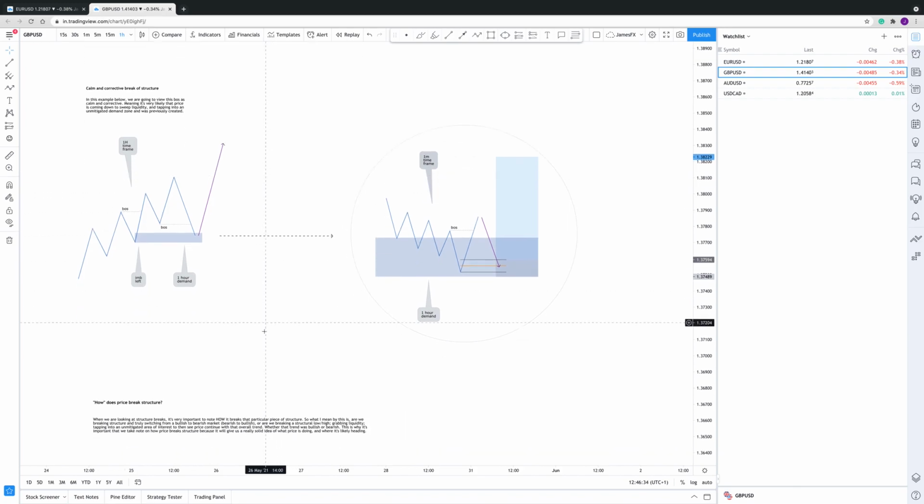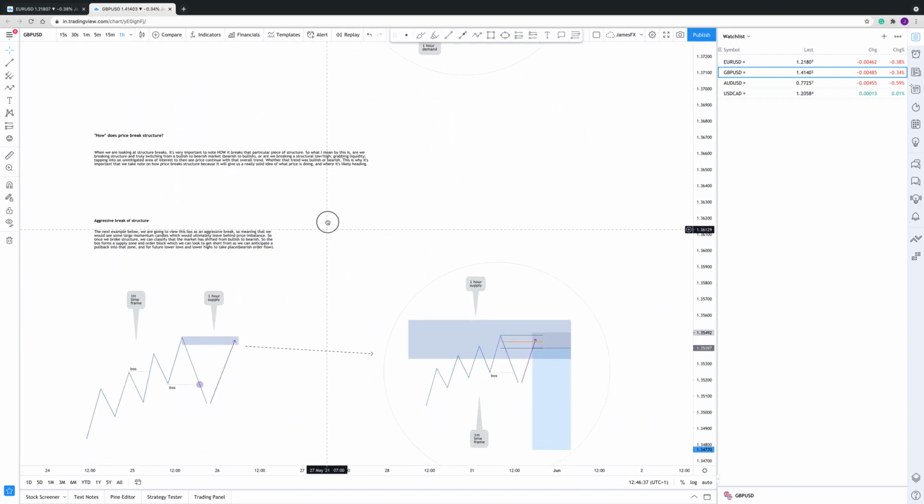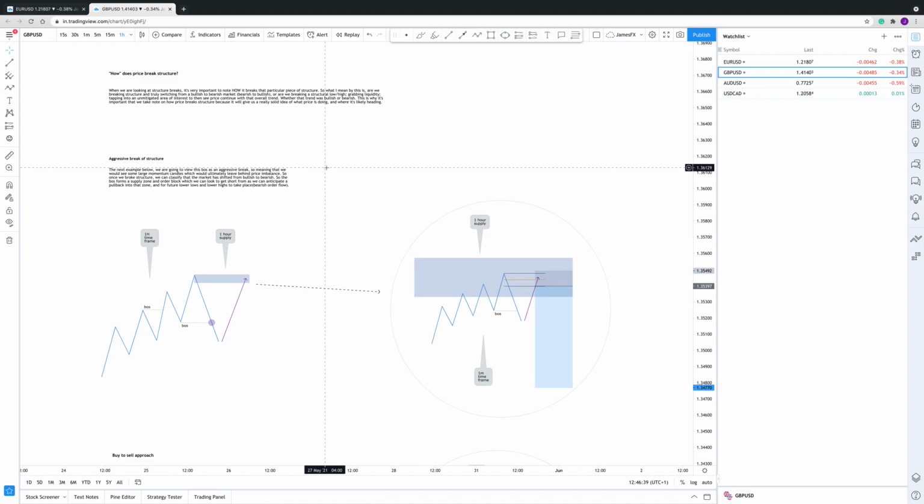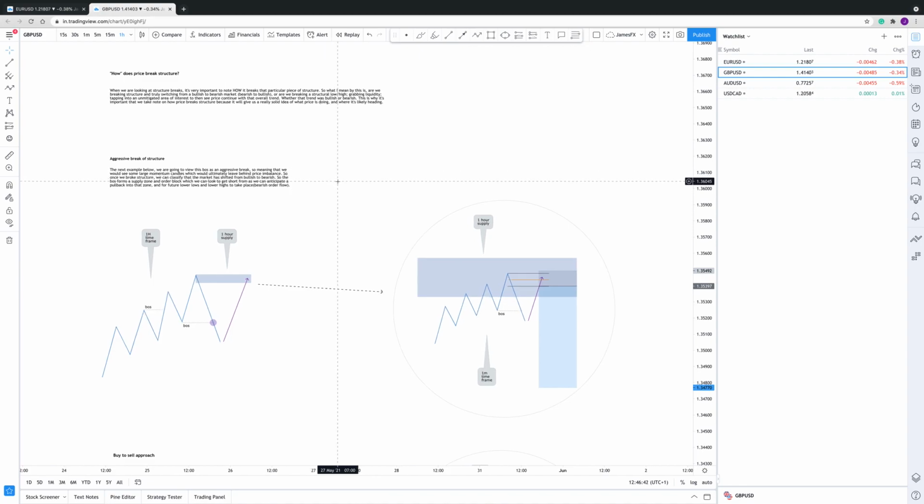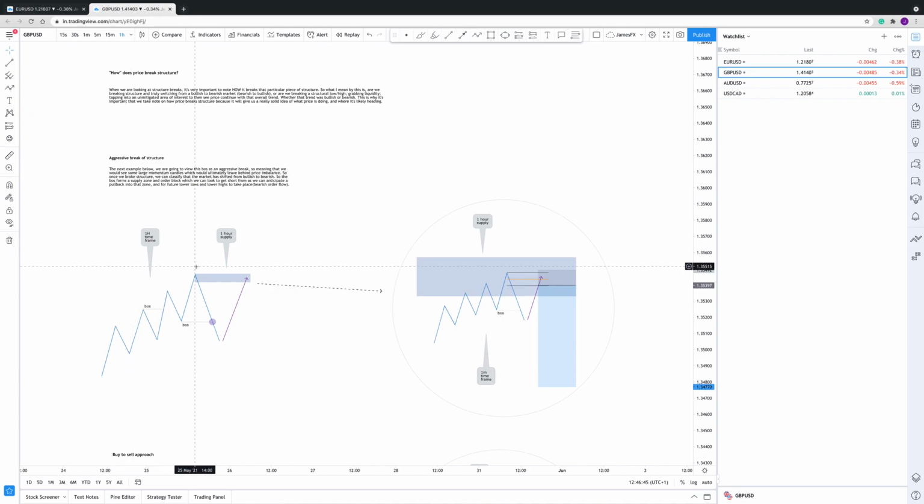So let's now look at the same, but with a change in how price breaks structure. In this example, we're going to be looking at this breaking structure as an aggressive break rather than a corrective break. We have the same thing, higher highs and higher lows. This is now going to be an impulsive break of this structure. So let's just go through it. An aggressive breaking structure means we would see some large momentum candles, which would ultimately leave behind price imbalance. So on this move here.